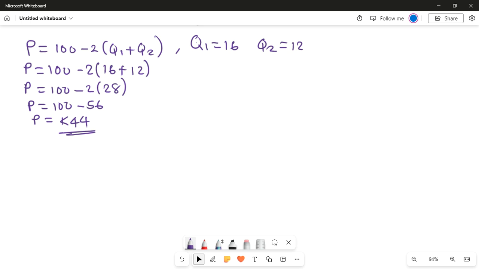So how do you do this? Of course, don't forget to first get the reaction functions. From the reaction functions, you get the quantities. Then you use those quantities to find the price, right? Perfect.